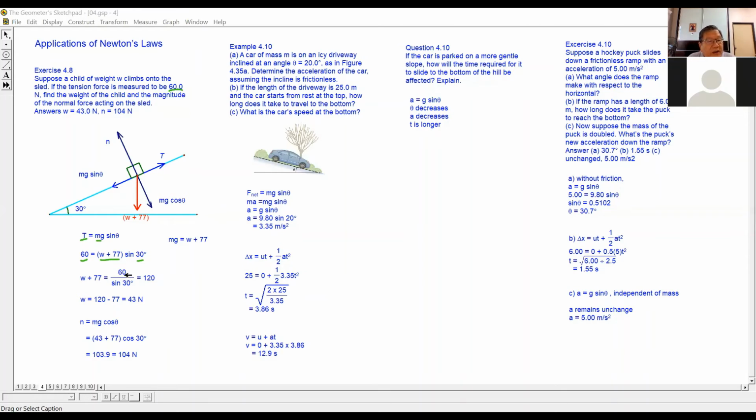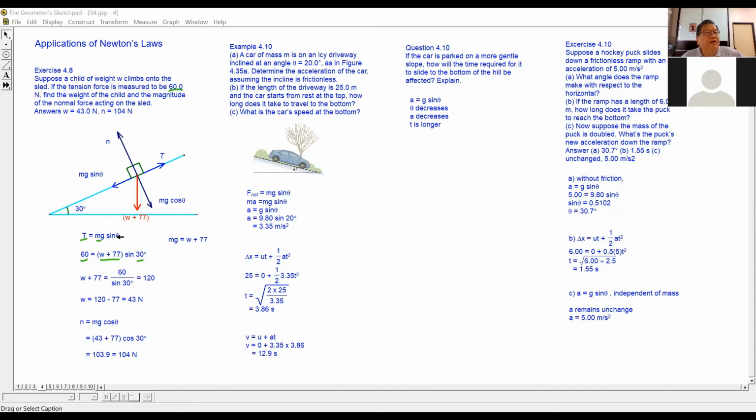You bring the sine theta over, 60 divided by sine 30. 60 divided by sine 30 is 120. It means that the weight of the child plus the weight of the sled is 120. So the weight of the child is 43 newtons. Okay, 43 newtons.